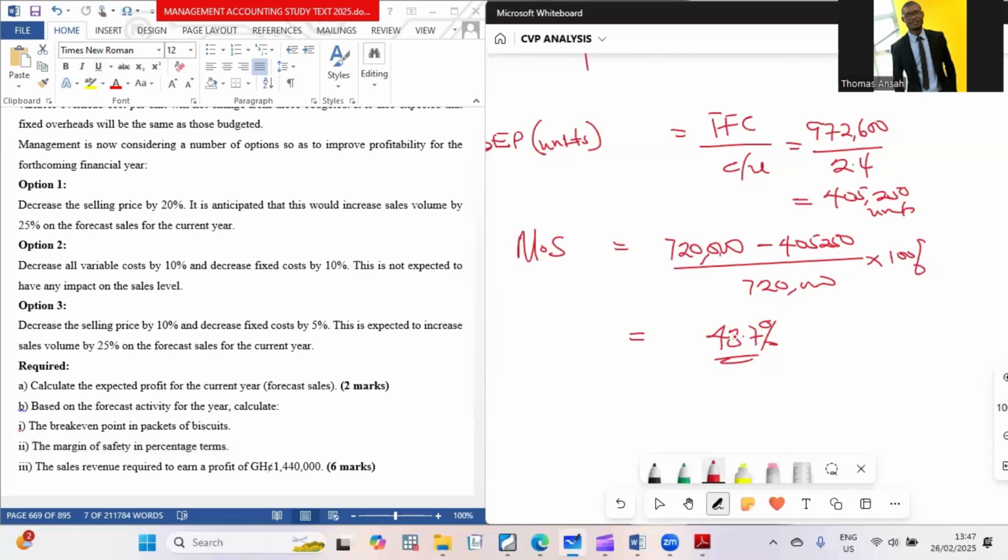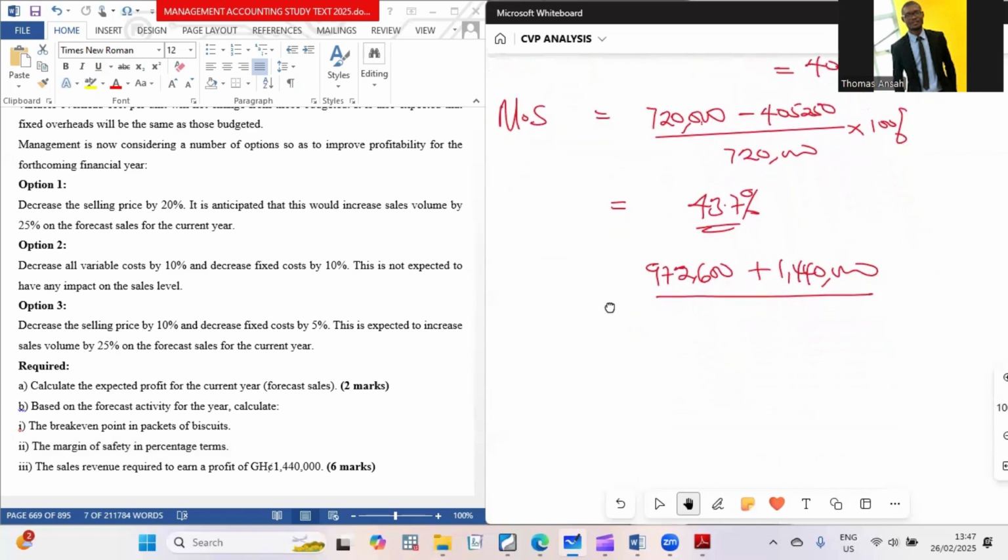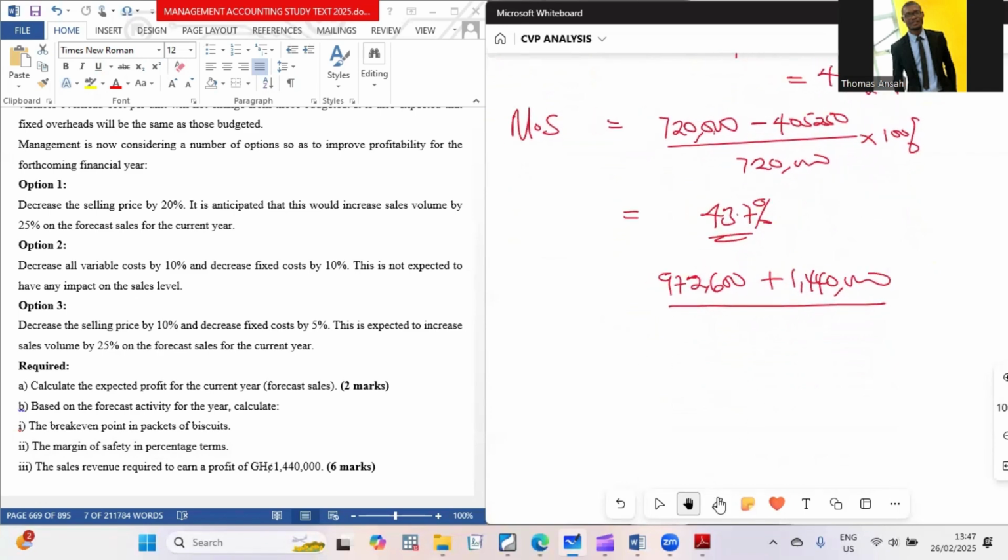The last one is the required profit. Oh, that one is easy because you know your total fixed cost already. And you also know your contribution. And this is not like different products that you are doing. It's just one product. So what you have here is your total fixed cost, which was it 972,600? Yes. And you are adding 144,000. Okay. Divided by what?